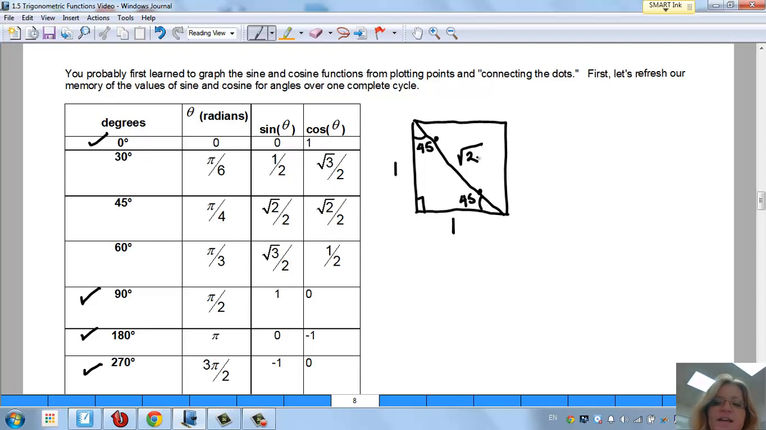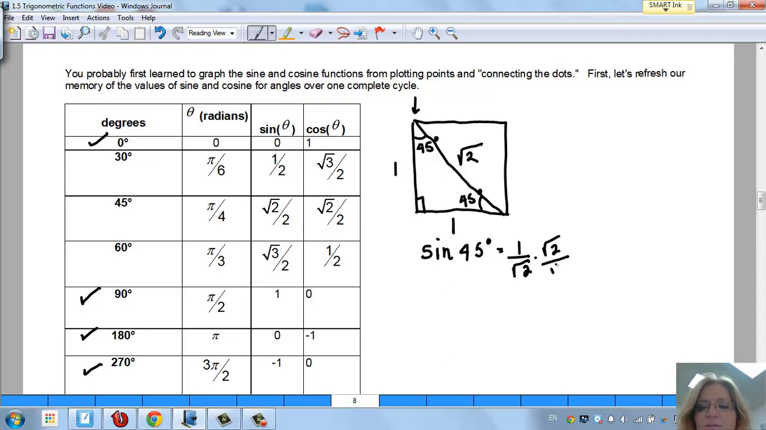So if I did the sine of 45, and we'll pick this one just for the sake of it, the sine would be opposite over hypotenuse. So the sine of 45 degrees, which is opposite over hypotenuse, is 1 over radical 2. And if we rationalize it, that's where we get the radical 2 over 2. So that's where the 45 comes from, the history of it.